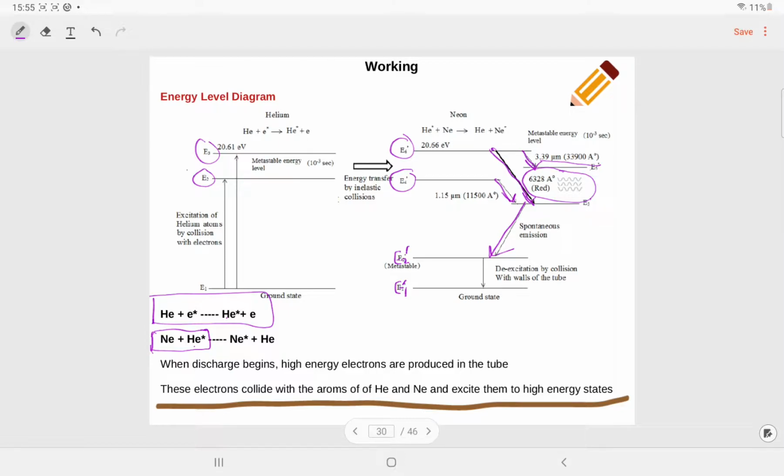In a simple way, once it comes to E2 dash, de-excitation by collision with the walls of the tube happens, and therefore it comes back to the ground state, and this cycle continuously repeats itself, and we ultimately get a continuous laser output. So this was all about the working of the helium neon laser. I hope that you are clear about the principle, construction and working of the helium neon laser.